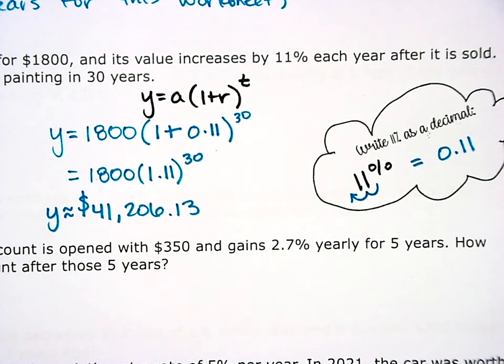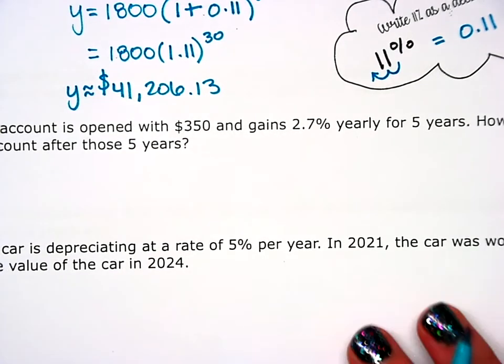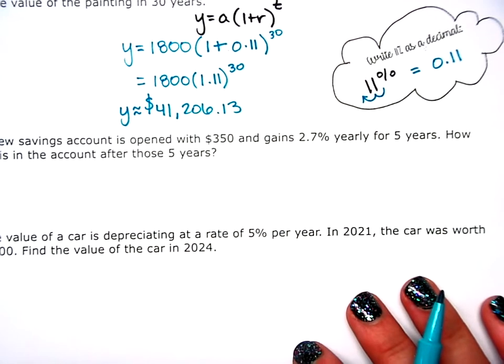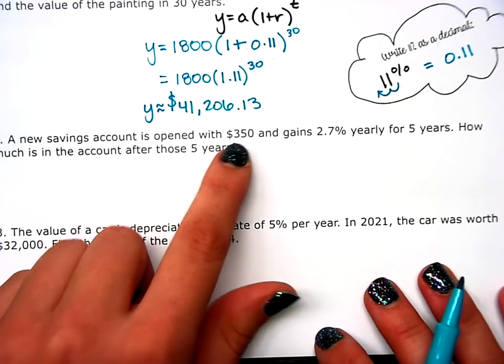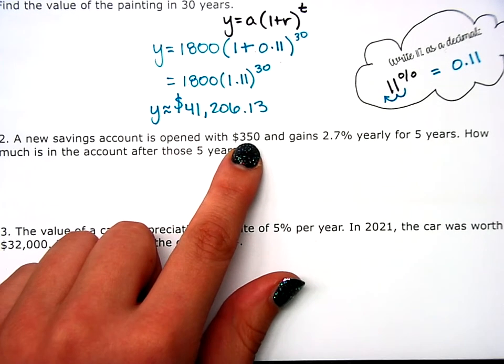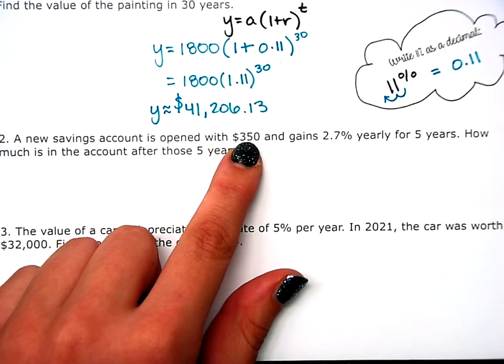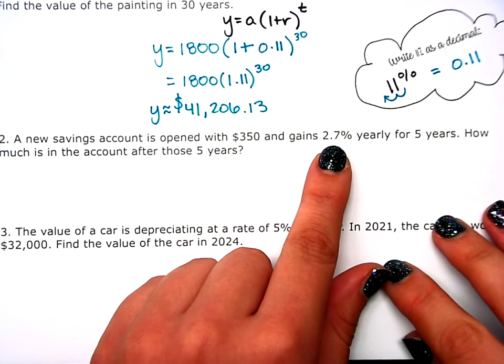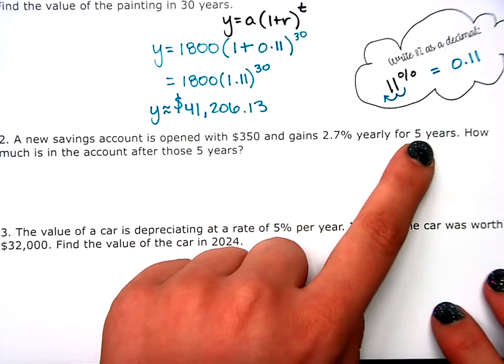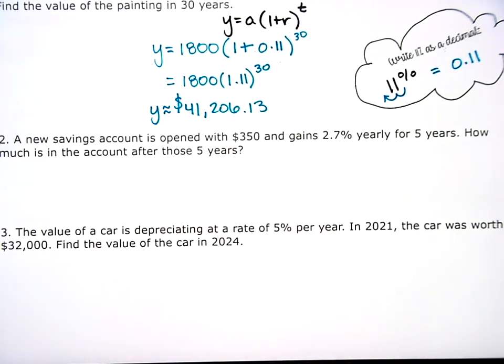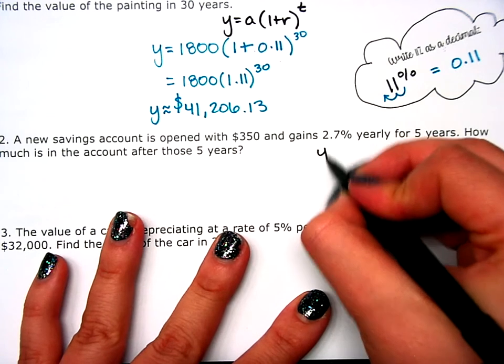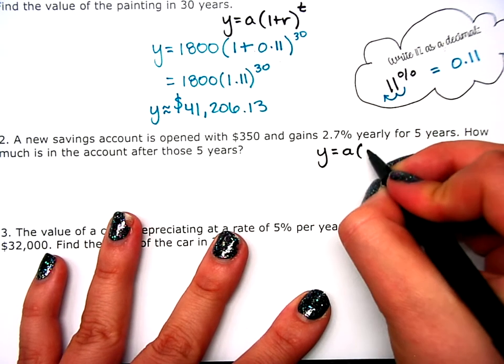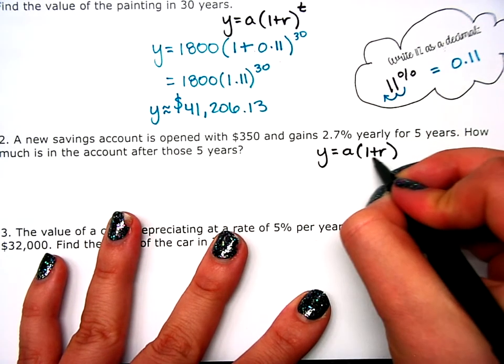Okay, let's try another one. This one is also a growth situation. We've got a bank account or a savings account, and it's opened with $350. So maybe you open it up and you only have $350, so that's what you put in. And it's going to gain 2.7% yearly for 5 years. So again, I'm going to write my formula, and then we are going to substitute our values that we know into the formula. So it's growth. I want to have a plus R.